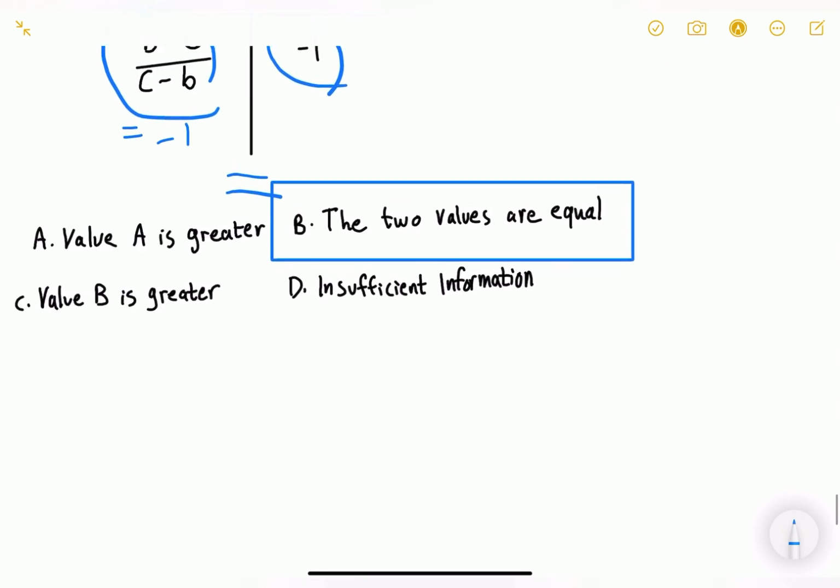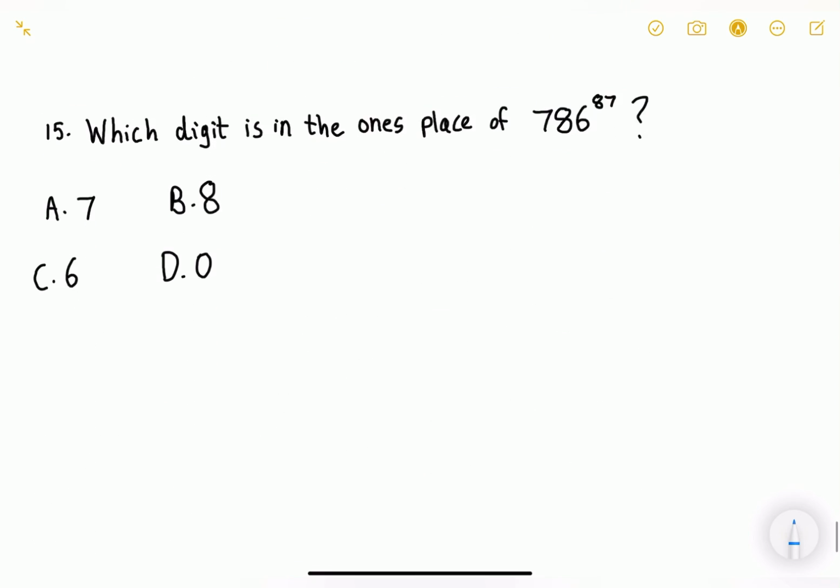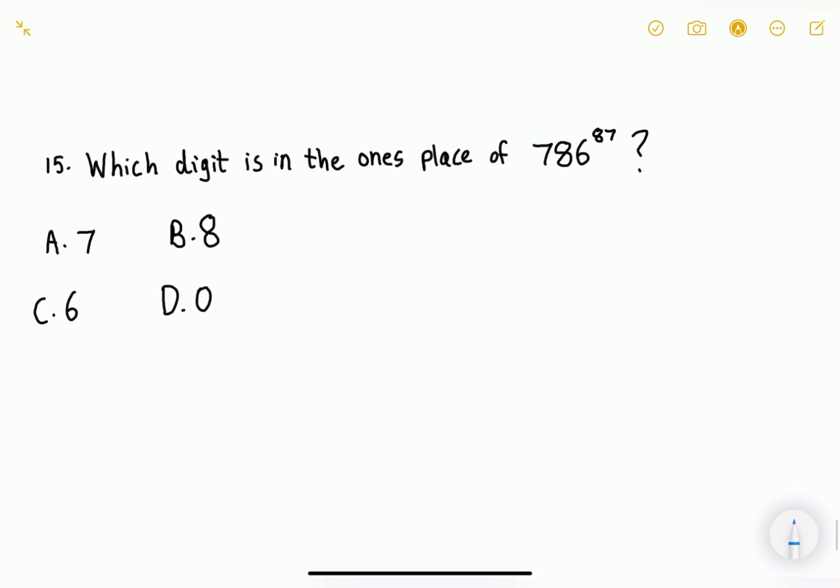Now let's move on to our 15th and final problem for the day. I'm so proud of you guys. We did it, and just congratulate yourself and give yourself a pat on the back.